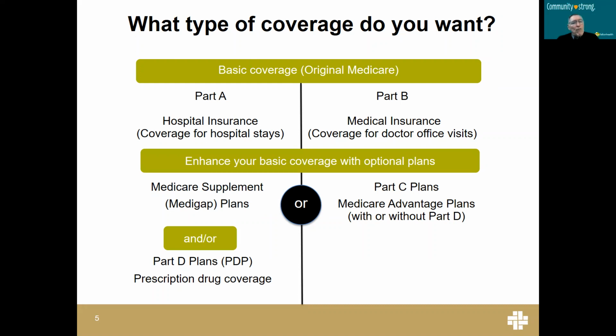Other people may want to pick up a Part C plan, which is the Medicare Advantage plans. These are private insurance policies that are provided by insurance companies like Fallon, and they will provide you with the benefits that are covered under Parts A and B. And they may come with or without prescription drug coverage.